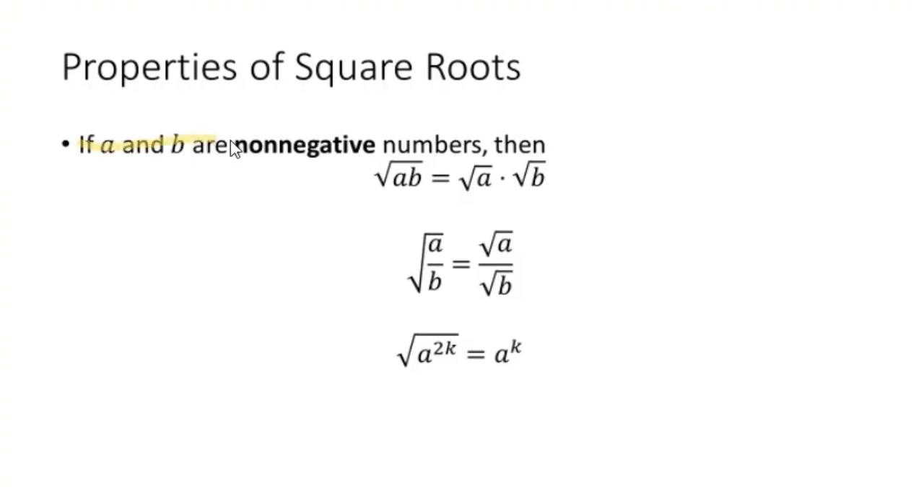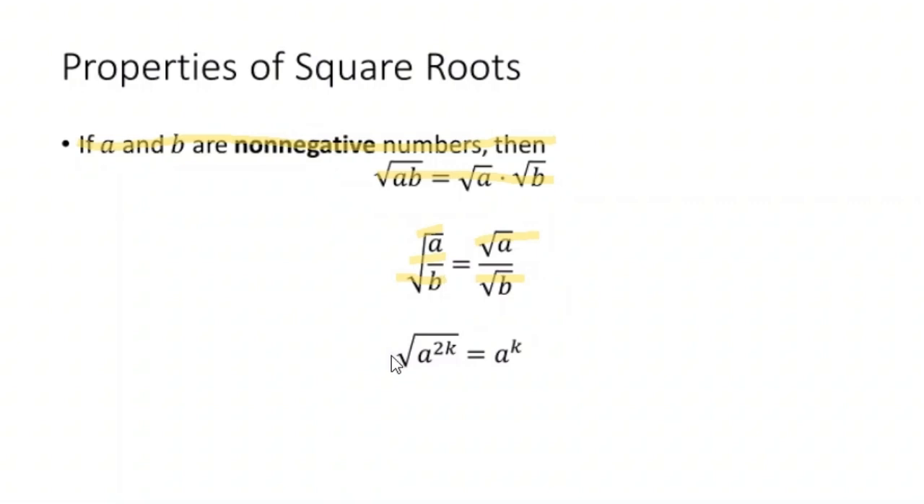In these properties, a and b are going to be non-negative numbers. The first property is the square root of a times b equals the square root of a times the square root of b. In other words, the square root of a product equals the product of the square roots. We also have a similar property for division. The square root of a over b equals the square root of a divided by the square root of b. The square root of a quotient equals the quotient of the square roots.